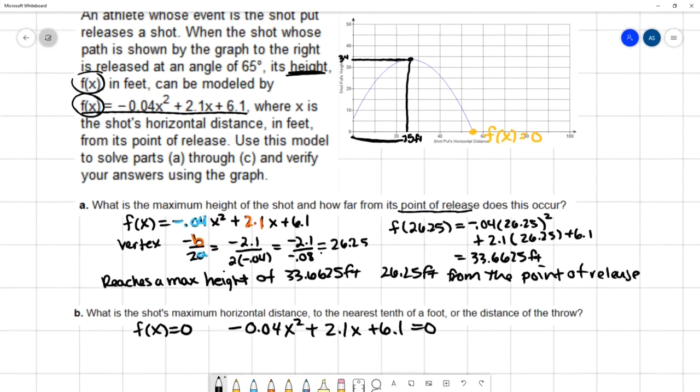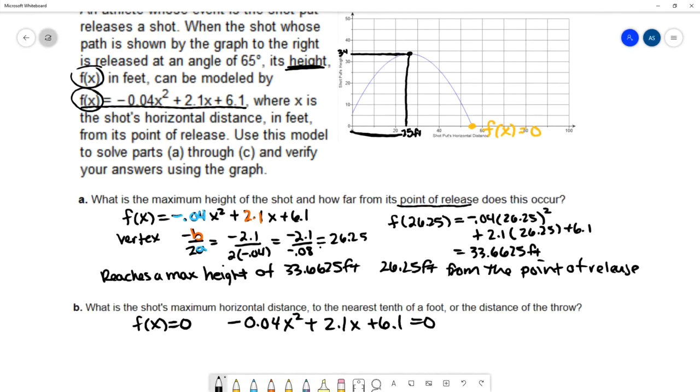I am going to use the quadratic formula on this, but it can be a little bit challenging with these decimal values. I was thinking of getting rid of the decimals, so maybe I will. I'm going to multiply by 100 and also divide by a negative. If I multiply by 100, this becomes negative 4x squared plus 210x plus 610, and if I get rid of that negative in the front, it will be 4x squared minus 210x minus 610 equals 0. This makes nicer numbers in my quadratic formula.